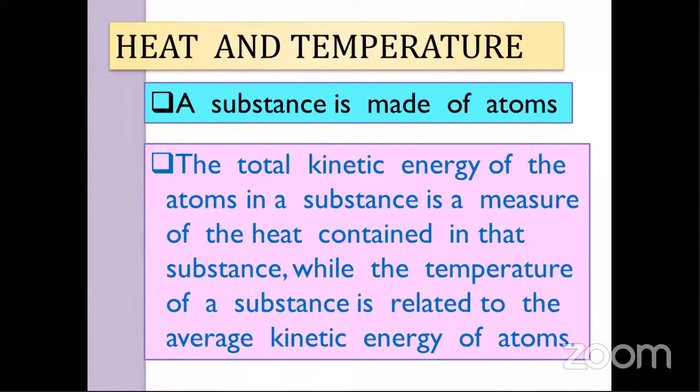The total kinetic energy of atoms in a substance is a measure of the heat contained in that substance, while the temperature of a substance is related to the average kinetic energy of atoms. See here, students, it's all about the heat: the kinetic energy of atoms in a substance is measured, so that gives the heat content in that substance. While the temperature of a substance is related to the average kinetic energy of atoms.